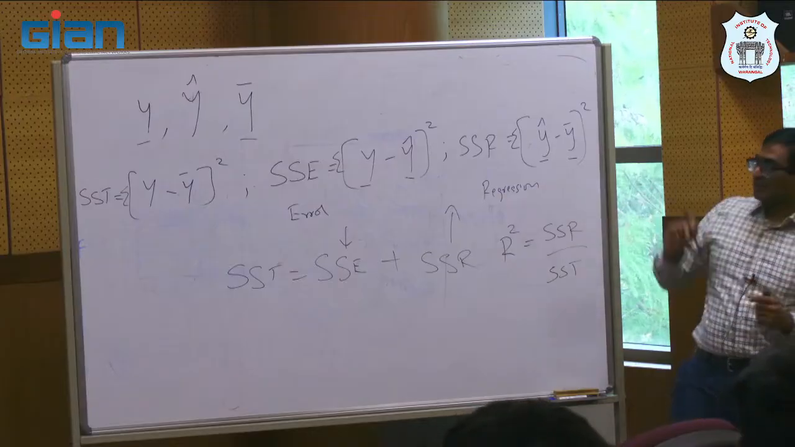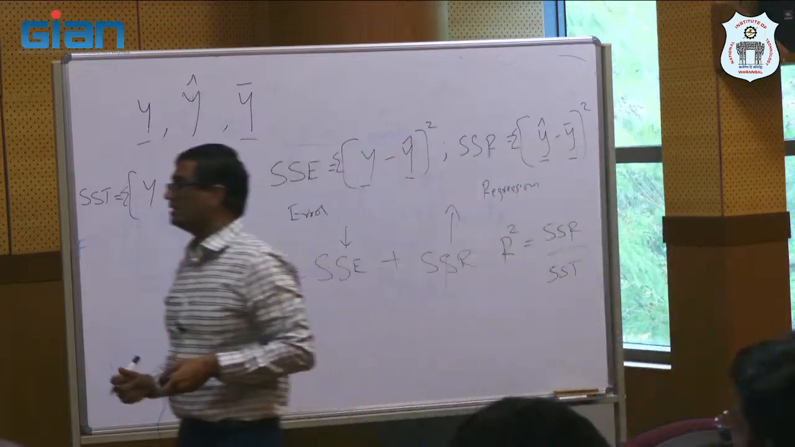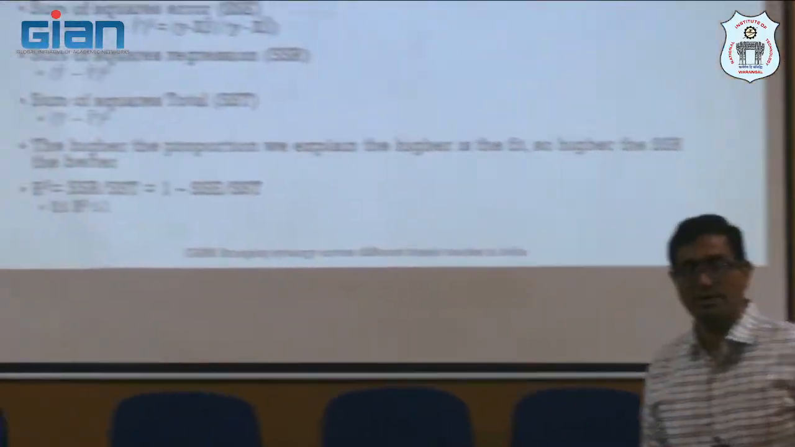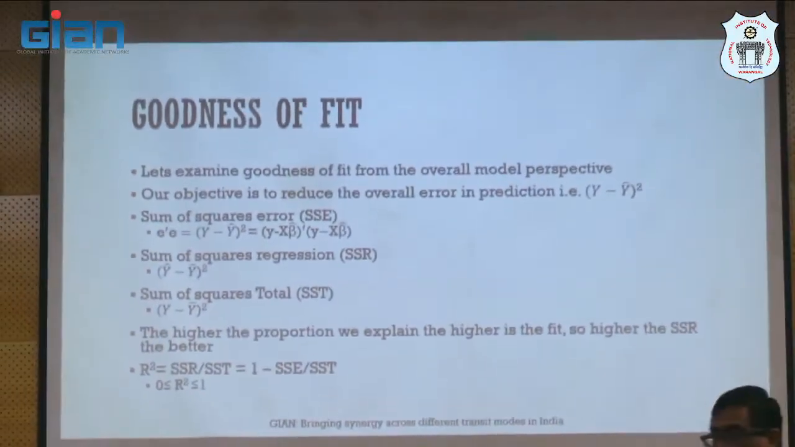Again, sum of square residuals is also printed if you are running linear regression. R square is computed in your software. It's available to you to use. Does this make sense? Any questions?